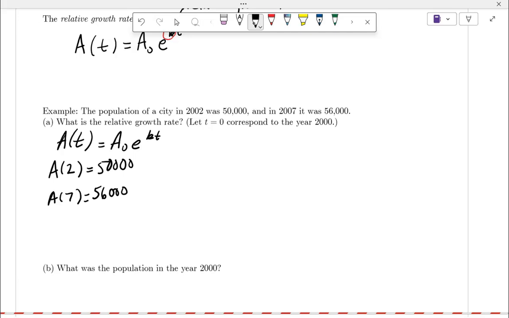We agree? Okay. When we plug in 2, we'll get a sub 0 e to the 2k. When we plug in 7, we'll get a sub 0 e to the 7k.